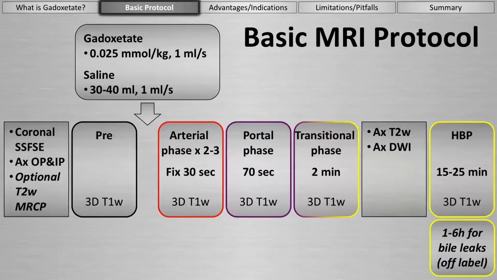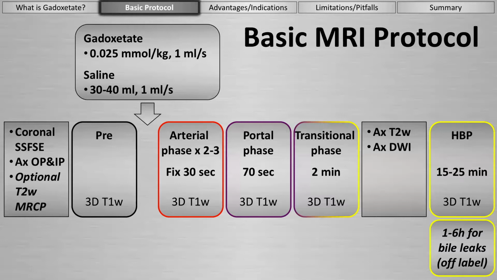Okay, so we discussed what is gadoxetate. Let's quickly review a basic MRI protocol. So a basic MRI protocol is we collect a coronal single shot, an axial out of phase and in phase, and optionally we do a T2 weighted MRCP. We then do pre-contrast T1 weighted imaging. We give the gadoxetate, talk about this a little bit more in just a second.